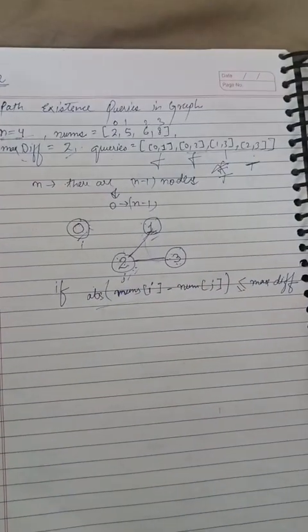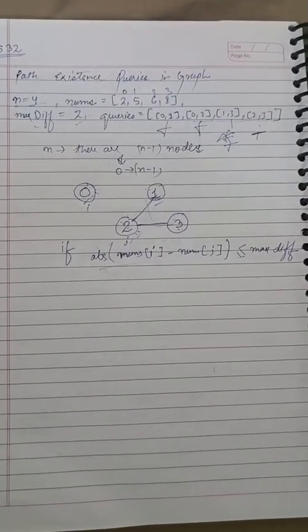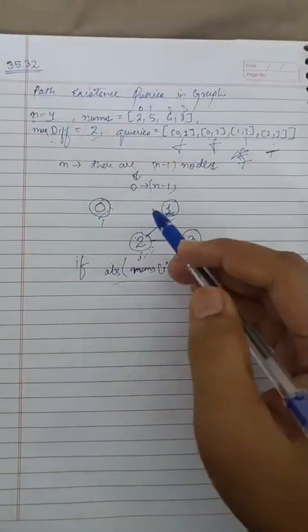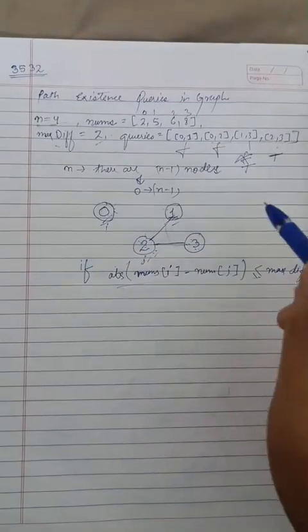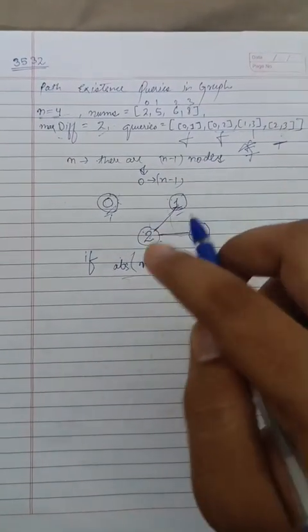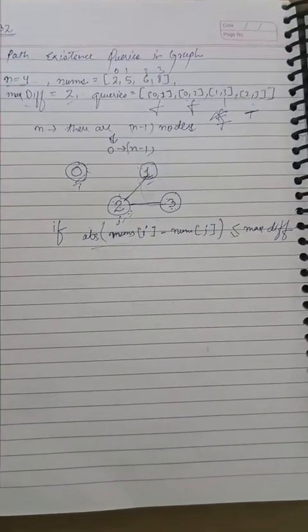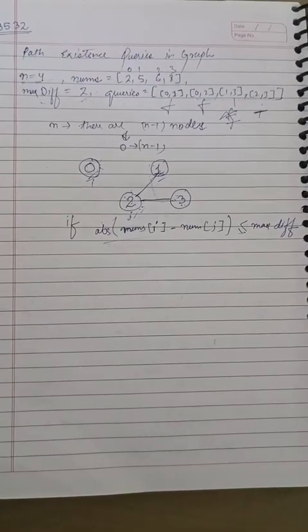Okay, so as you can see, we can indirectly also take an edge, but there must be an edge. Through 0 there isn't any edge possible because the maximum difference becomes less. Okay, so what can be the way to find it out? We can make a graph, right?